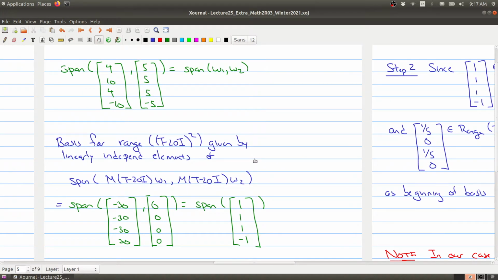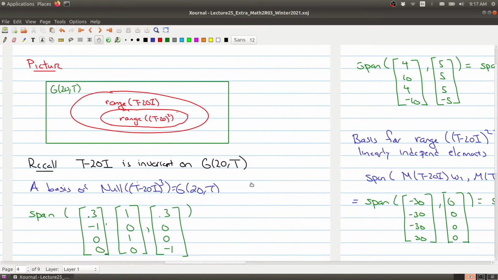Okay, so just to recap, what we have here is we found a basis for the whole thing. Then we used that to find a basis for the range, and then we used that basis to find a basis for the range of (T minus 20I) squared. And that's as far down as we have to go.